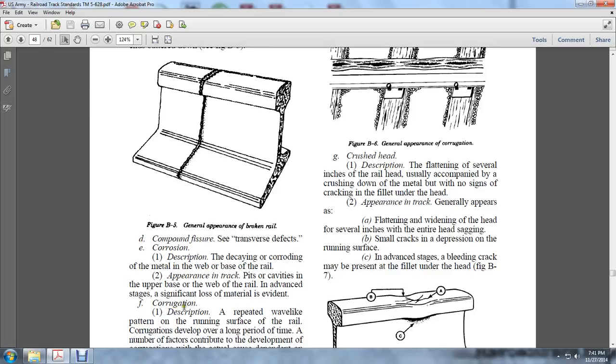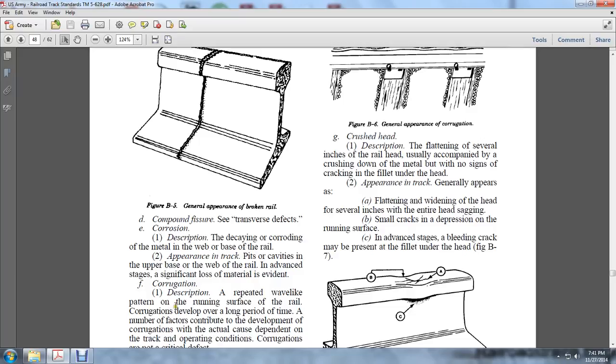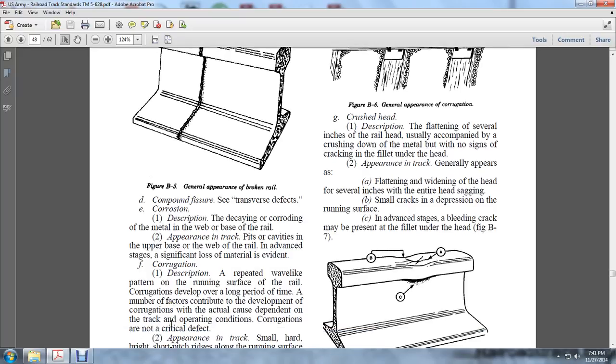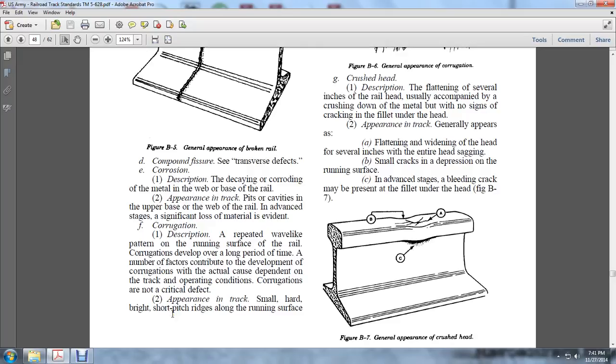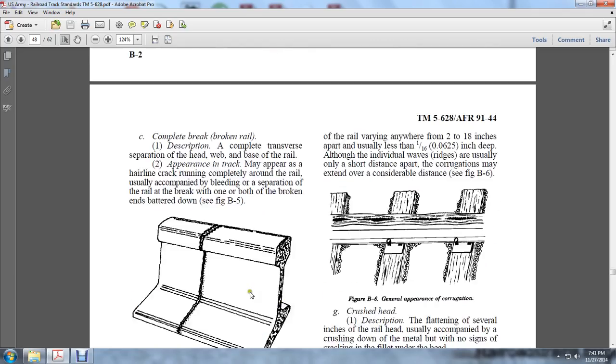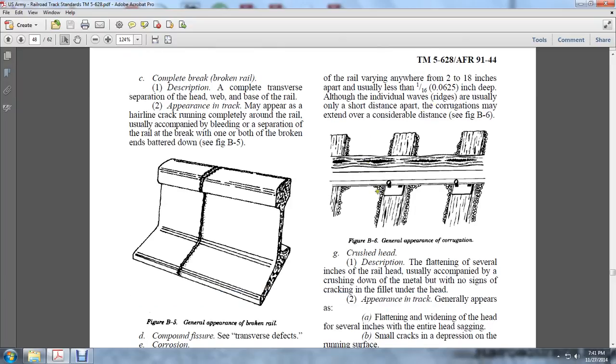Corrugation. Description: a repeated wave-like pattern on the running surface of the rail. Corrugations develop over a long period of time, and a number of factors contribute to their development, depending on the track and operating conditions. Corrugations are not critical defects. Appearance in the track: small, hard, bright, short-pitch ridges along the running surface. They are anywhere from 2 to 8 inches apart, usually less than 1/16 of an inch deep. Individual ridges are usually only a short distance apart, but the corrugations extend for considerable distances. See figure B6.